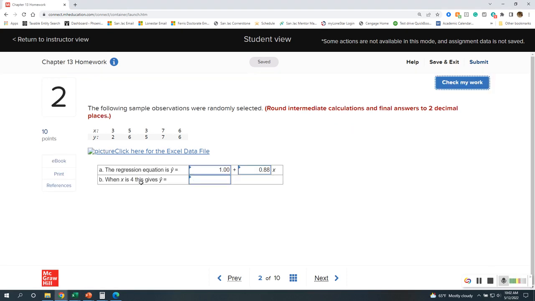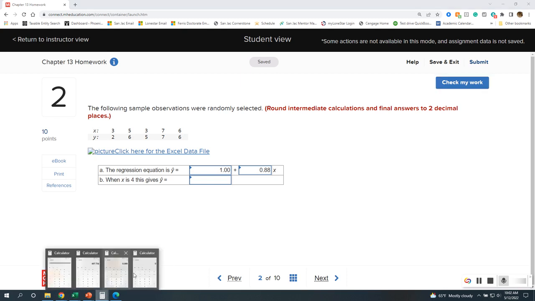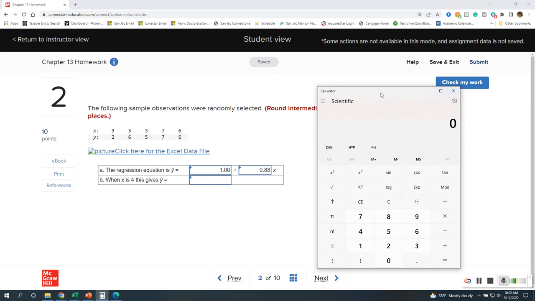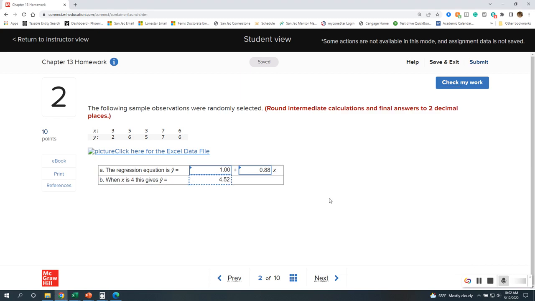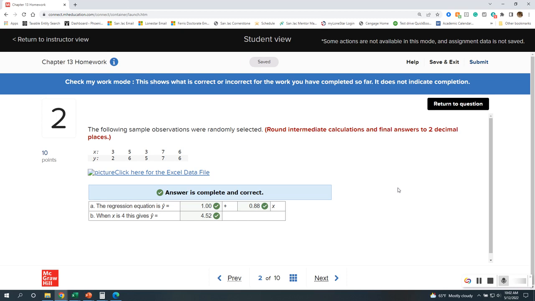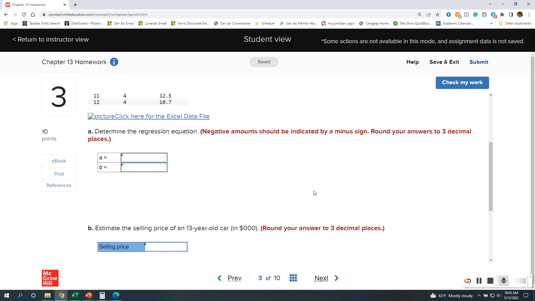Turn to the question, and now we can solve basically when x is a number. So for us, we can pop up our calculator real quick. Take 0.88 times 4, for me is 3.52, and then add 1. 4.52. Check. Everything's correct. We're good to go. That made it a lot easier and less complicated than instructing how to actually do it.